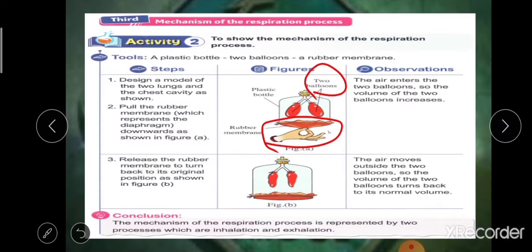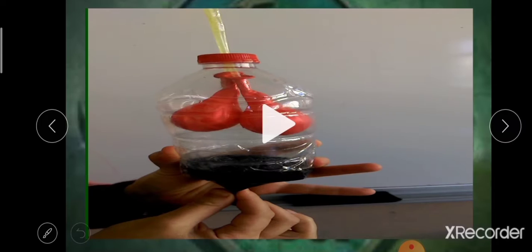Okay? We noted that when we pull the balloon or rubber membrane downwards, what happens? The air will enter the balloon and the volume of the balloon increases because air enters the balloon. This is like the inhalation process. And when we release the rubber membrane, we noted that the air is expelled out of the balloon and the volume of the balloon decreases. This is like the exhalation process. Let's see this video.